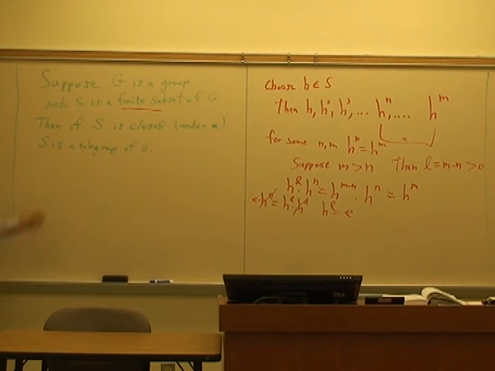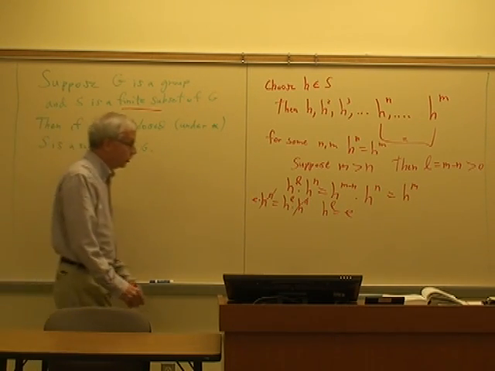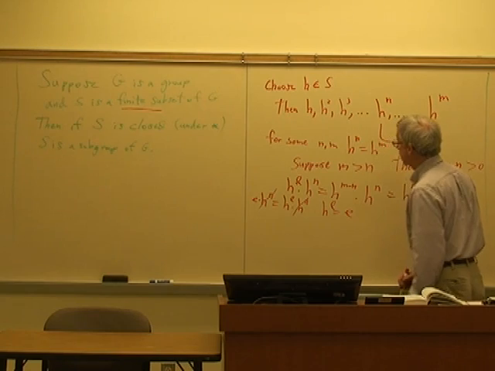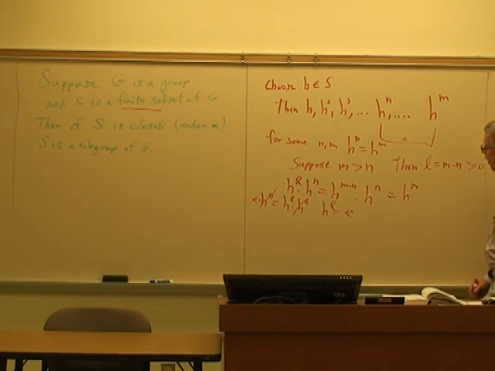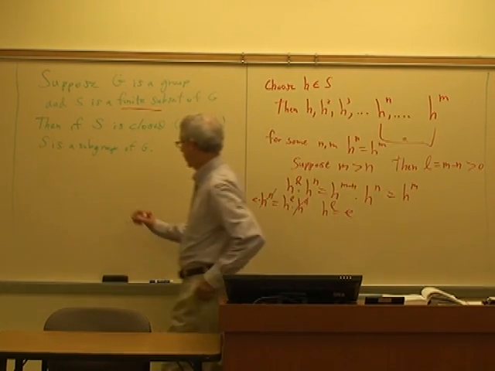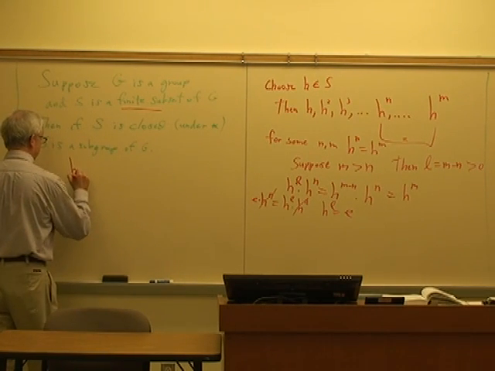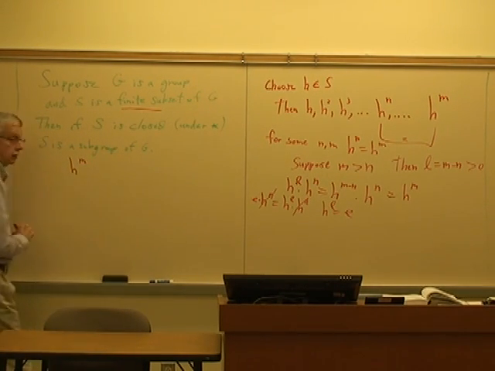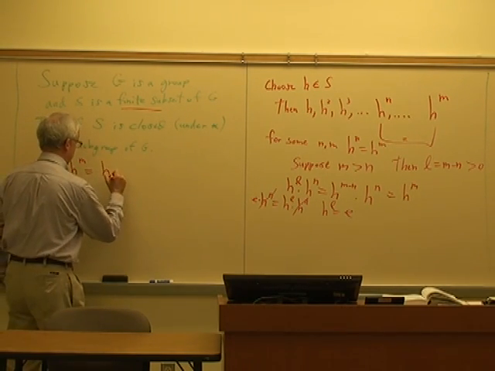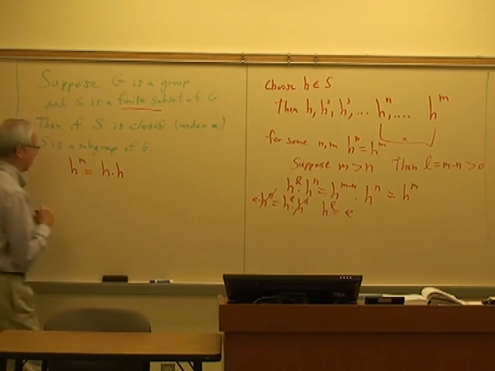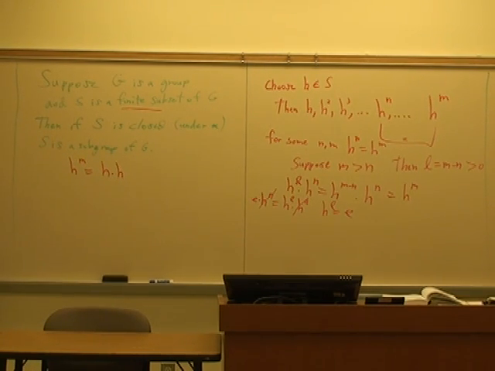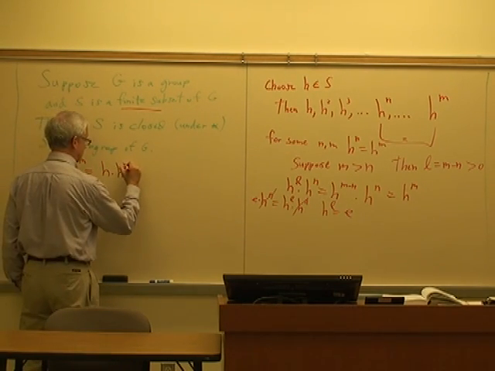What else do I need? I have closure, I have identity, I need inverses. Suppose I want to find the inverse of h to the m. Well, of h, right? H to the m is clearly h times h to what power? m minus 1, right?